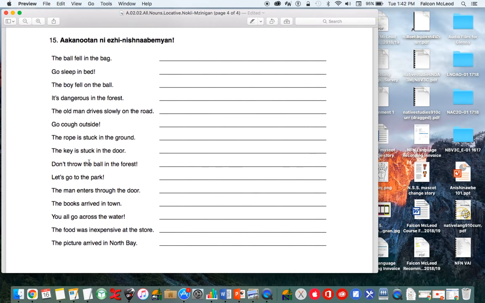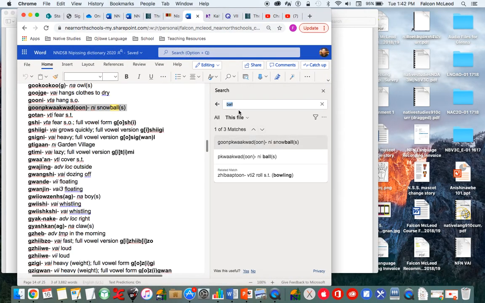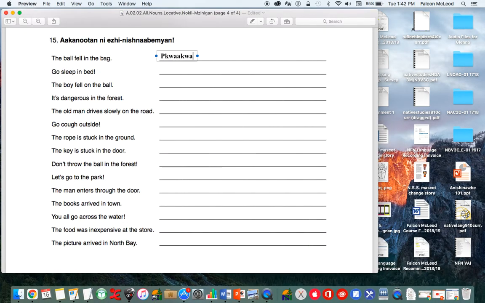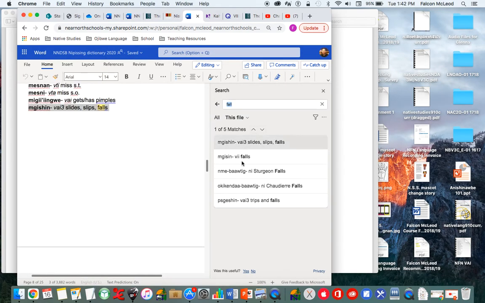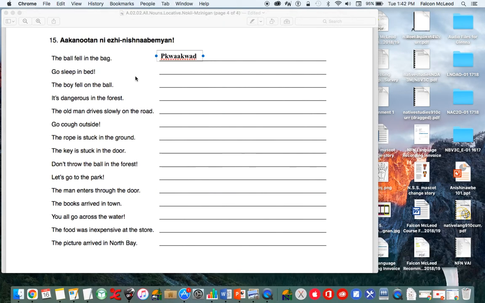Number 15, Ong Nishnaabemwin. We got a bunch of English stuff, so now we have to translate these English sentences into Ojibwe. We got the ball fell in the bag. So translate the word for ball. If you don't know it, again, that's what the dictionary is for. Ball, not snowball, just a ball on its own, is pequawkwed. Pequawkwed fell, so we need the word for fall or falling. Look that up. We need a VII because pequawkwed is inanimate. So mgissin is our verb.